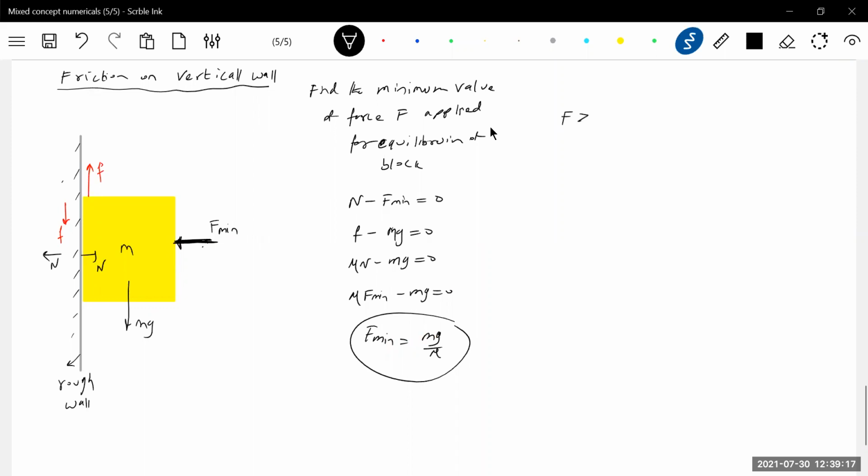Applied force greater than mg by mu, the block will be at rest. Less than mg by mu, the block slides down.